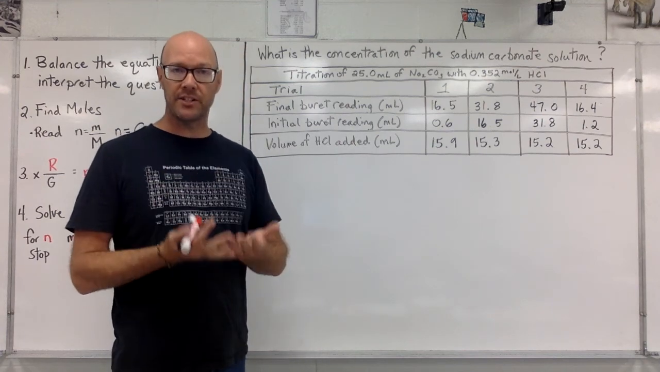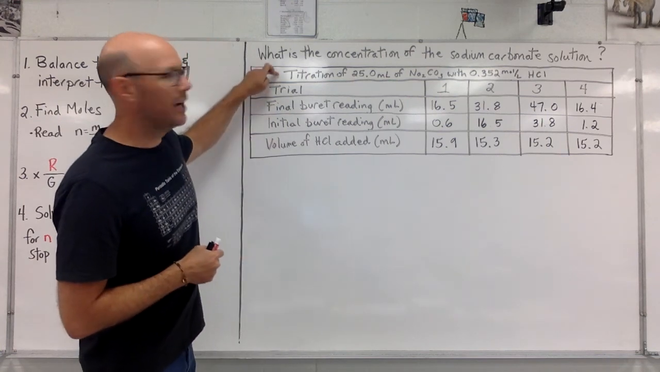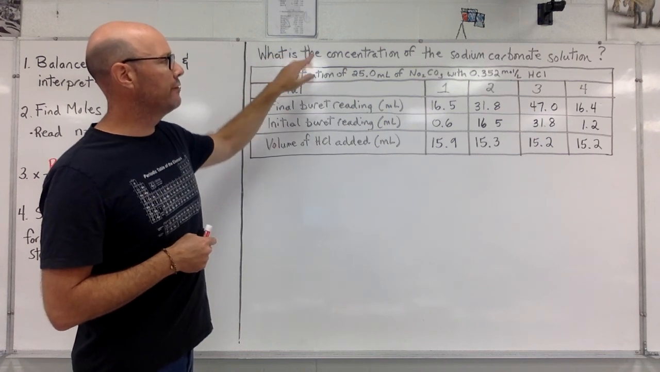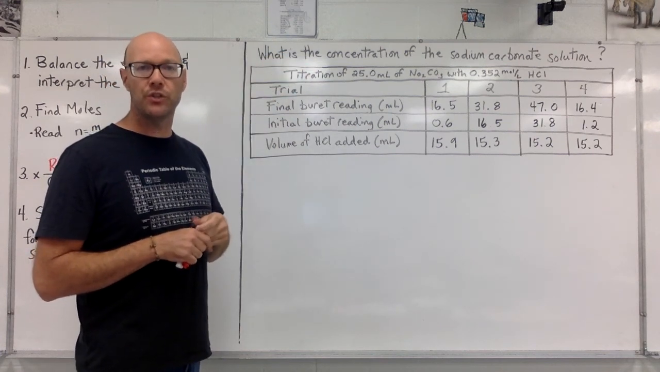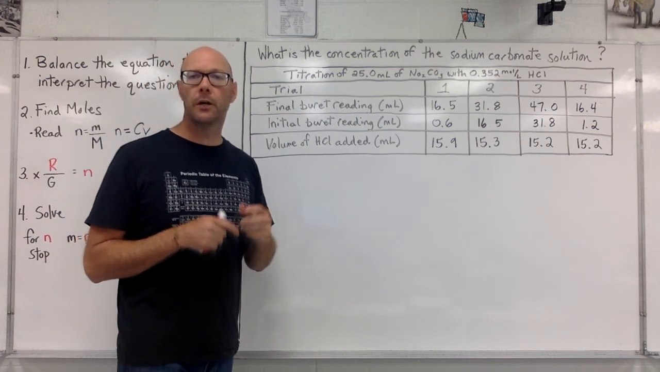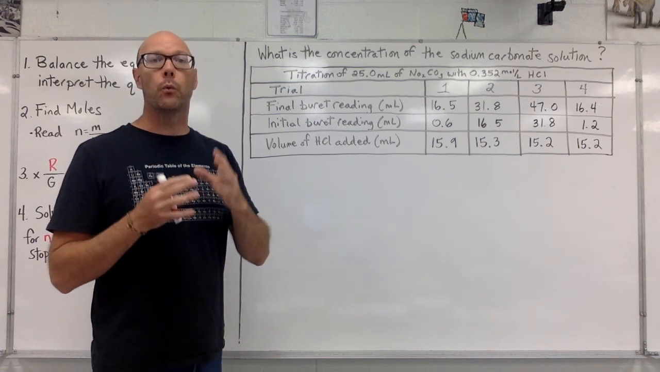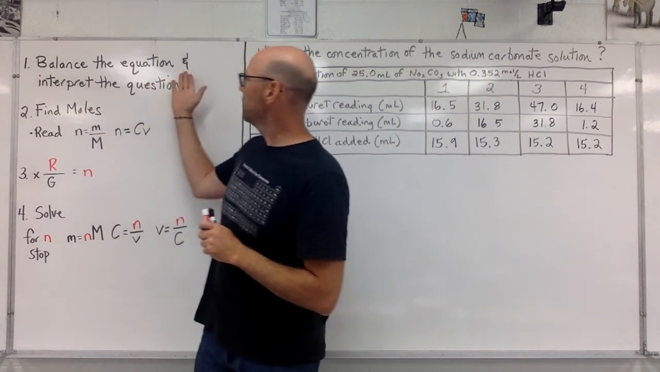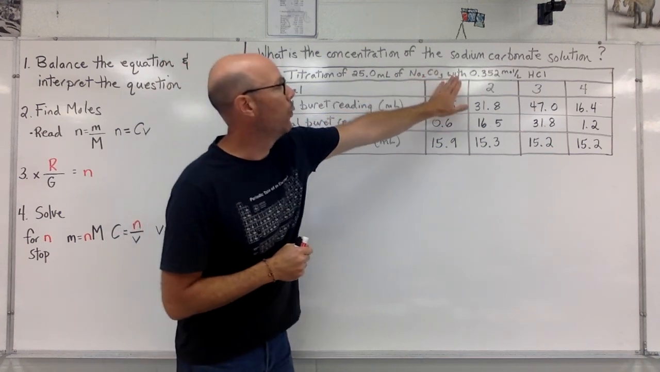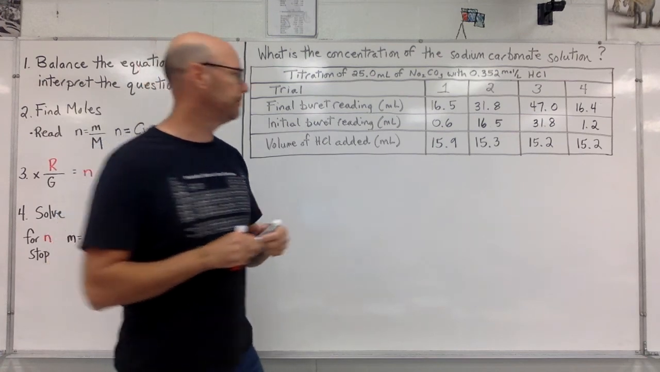We tend not to have a sentence describing what's going on. Instead, what we need to focus on is the title of the table. It's the titration of 25.0 milliliters of Na2CO3, that's sodium carbonate, with 0.352 moles per liter hydrochloric acid, HCl. We need to really focus in. It's the title of the table that's going to describe to us what the reaction is. It's Na2CO3 with HCl. So we need to come up with the balanced chemical equation.